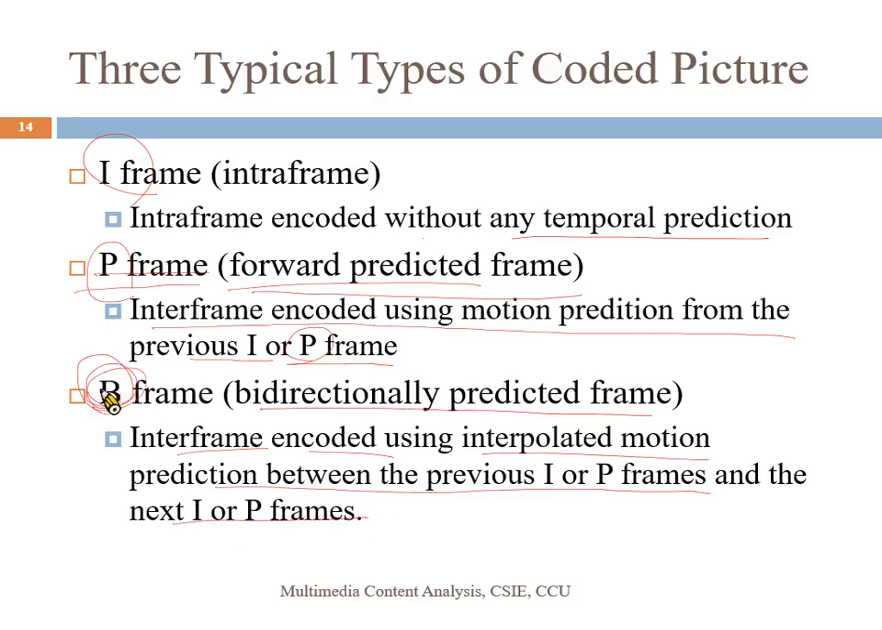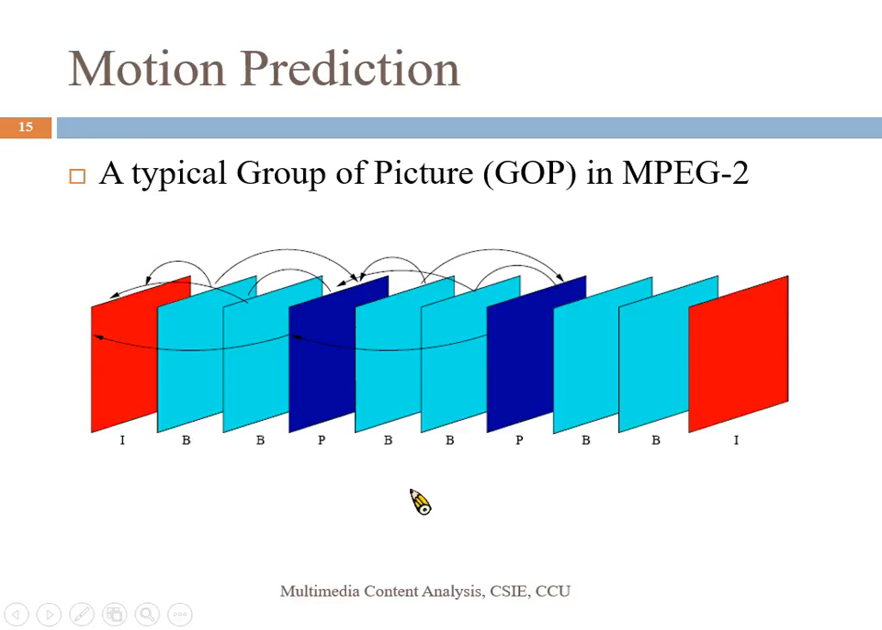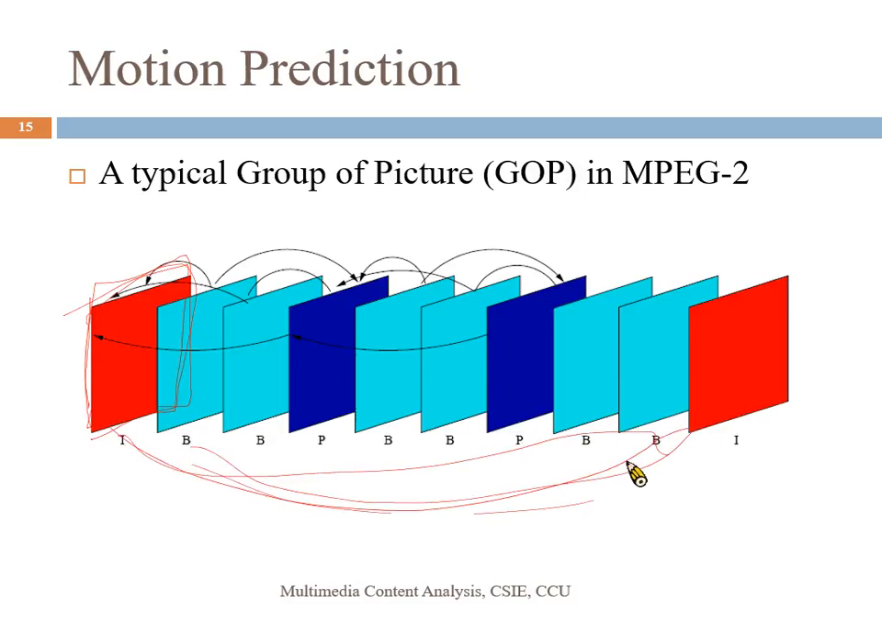So in B frame, we estimate motion from the previous I or P frame, as well as the successive I frame or P frame. Here is a figure to illustrate the idea. For I frame, we encode everything, and we encode intra frame at a specific time interval to avoid error propagation.